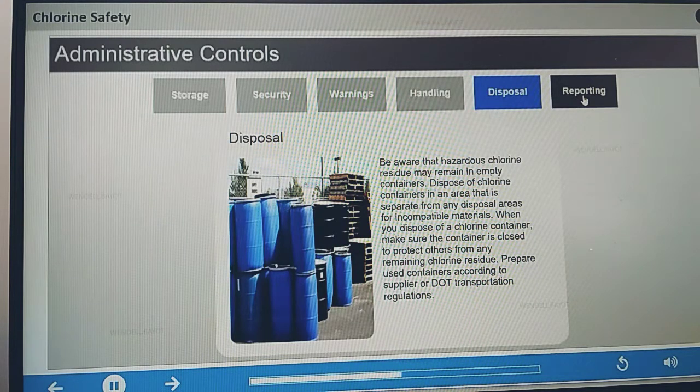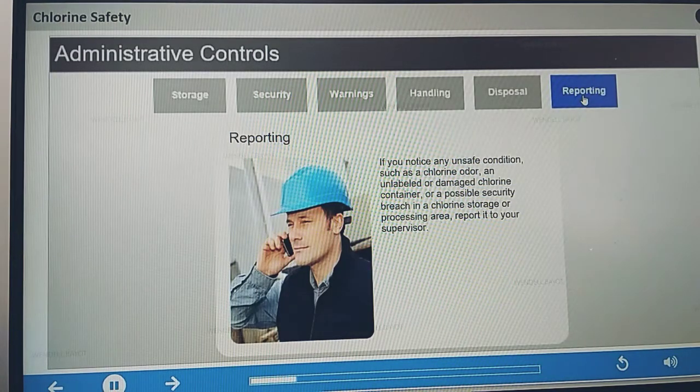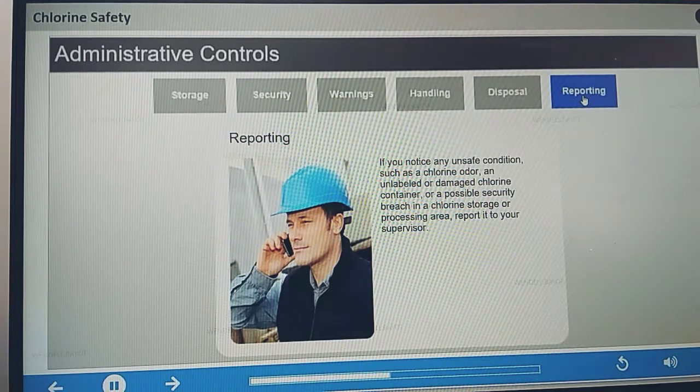When you dispose of a chlorine container, make sure the container is closed to protect others from any remaining chlorine residue. Prepare used containers according to supplier or DOT transportation regulations. If you notice any unsafe condition, such as a chlorine odor, an unlabeled or damaged chlorine container, or a possible security breach in a chlorine storage or processing area, report it to your supervisor.